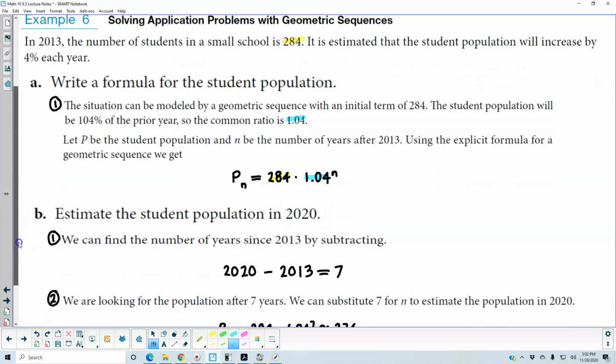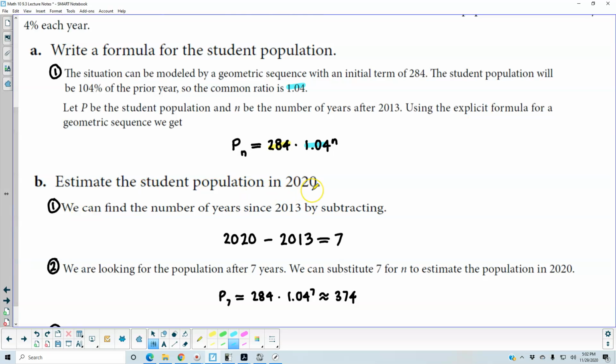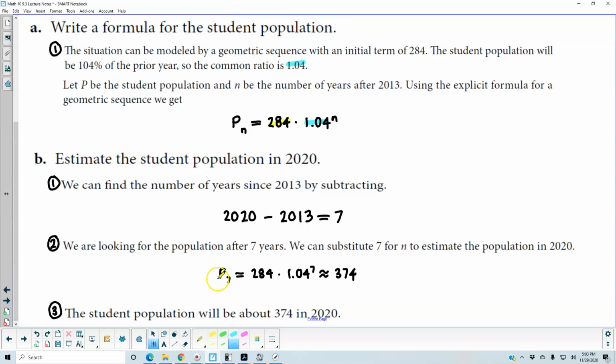And now we're going to estimate the student population in 2020. So in part 1, we can find the number of years since 2013 by subtracting 2020 minus 2013, which gives us 7. So we want to find P when n is equal to 7. So we're going to plug in n as 7.